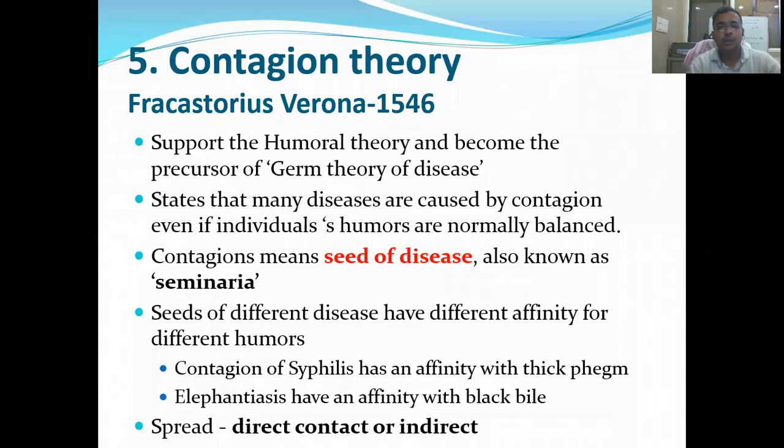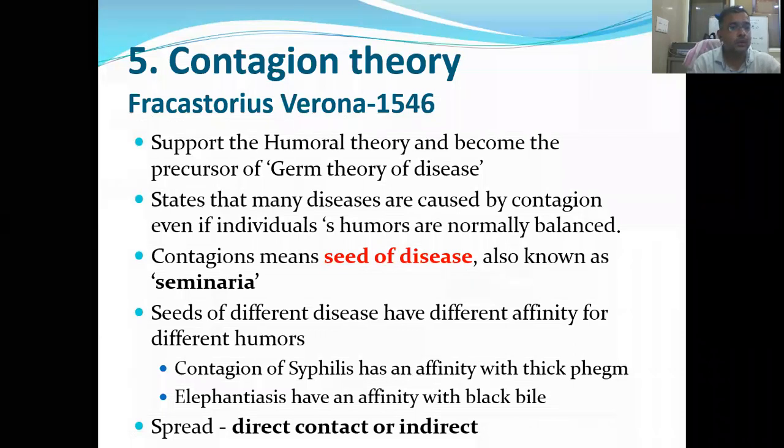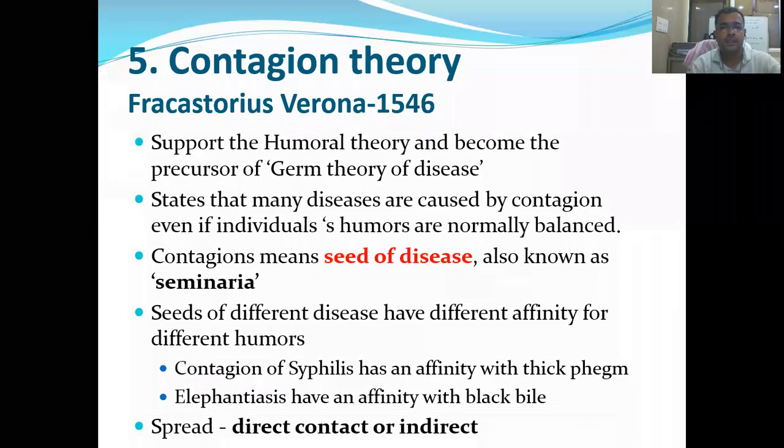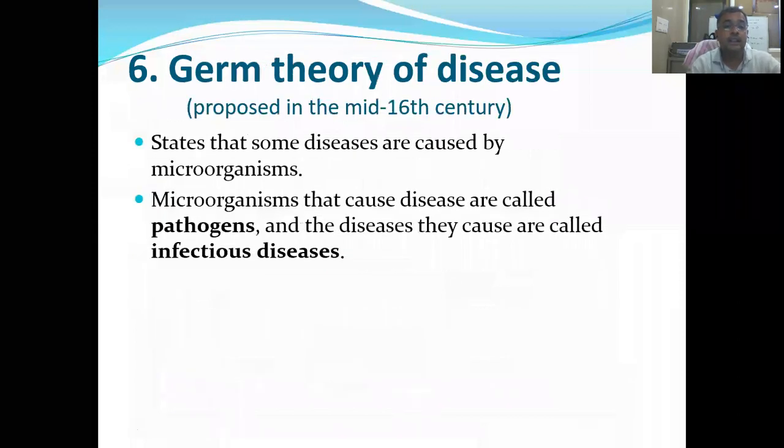So earlier I had told about the miasma theory. That's true for some diseases which are caused by the vector. This theory, contagion theory, holds true for some diseases which are contagious in nature, but none of the theories is justifying all the diseases. Okay, so all the infectious diseases are covered by the next theory that is proposed, and that is named as germ theory of disease.